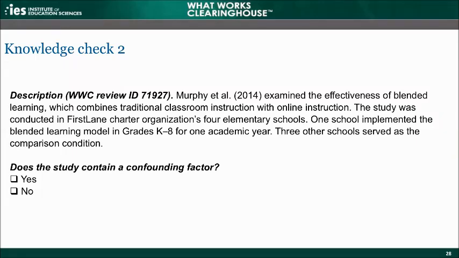In this study, Murphy et al. examined the effectiveness of a blended learning intervention, which combines traditional classroom instruction with online instruction. The study was conducted in four elementary schools of a charter organization. One school implemented the blended learning model in grades K through 8 for one academic year. Three other schools served as the comparison condition. So once again, using the confound assessment filter questions, we'd like you to answer the question: does the study contain a confounding factor?